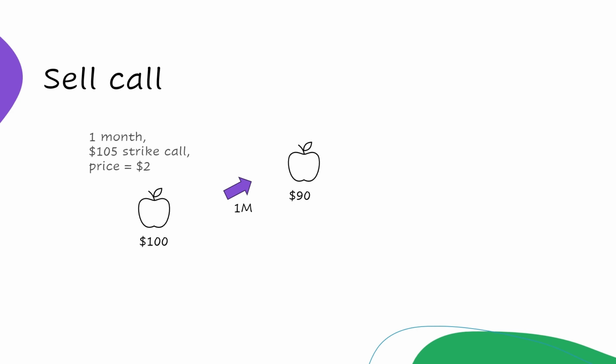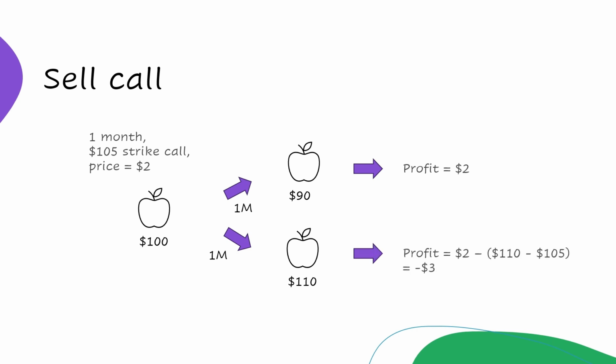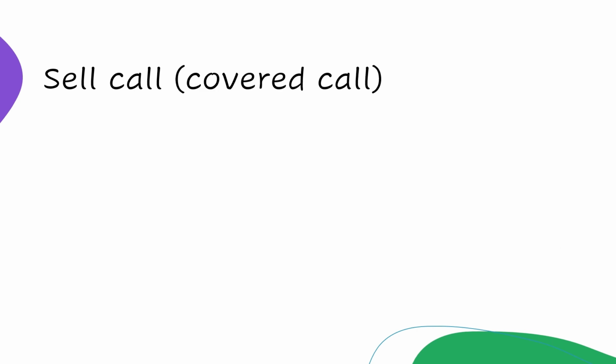For example, assume a trader sold a 1 month, $105 strike call with premium $2. Apple is at $100 now. One month later, if Apple goes down to $90, then the call will expire out of the money, thus worthless. Profit for the call seller will be the full amount of premium, which is $2. But if Apple goes up to $110 after 1 month, call option payoff will be 110 minus 105, which is $5. Thus, the profit and loss for the call seller will be $2 of initial premium minus call payoff of $5, equals negative $3.